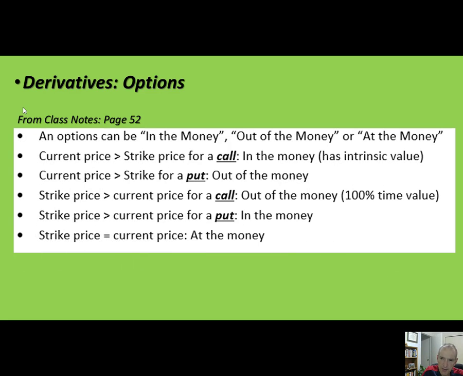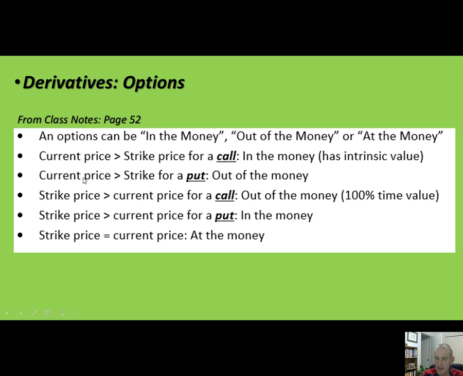So an option can be in the money, out of the money, or at the money. The call option I showed you for Apple, if the strike price was 140 and Apple's trading for 120, that's out of the money because the current price was less than the strike price. If the current price was 140 and the strike was 120, the call would be in the money. But the one we looked at, the current price was less than the strike price, so that's out of the money. If it's out of the money, it has no intrinsic value.